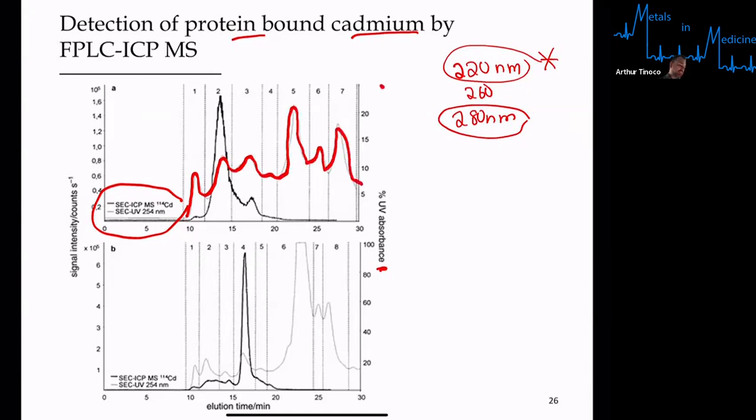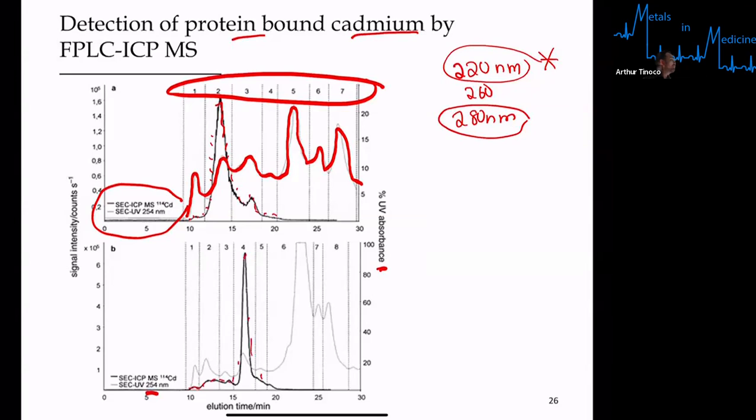So that's telling us that we have 7 fractions, okay? And each of those fractions has a UV absorbance. They looked at 254, so they chose something that was closer to 260. So that tells you each of those fractions has a protein, okay? But now, does each of those fractions have cadmium? So the black trace right here, and I'm going to put this in dots. That black trace is everything that has cadmium.